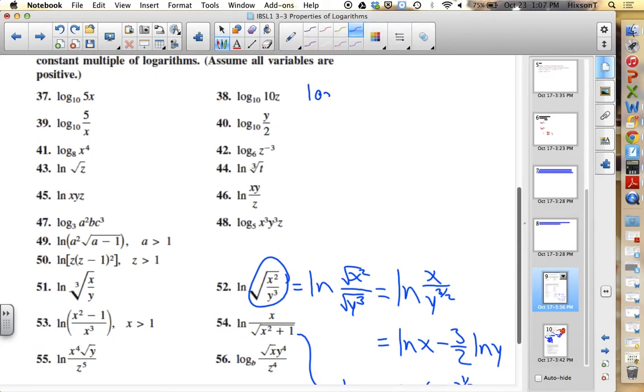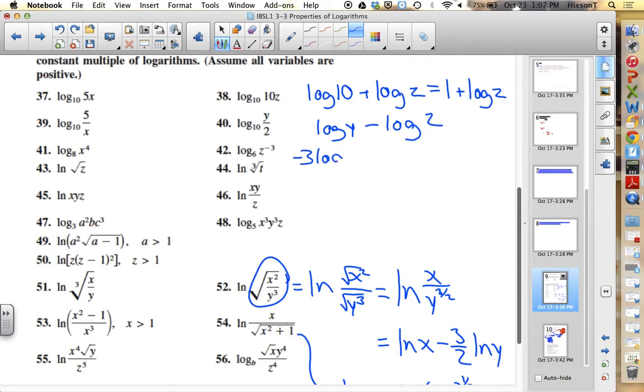Well, this one's log of 10 plus log of z. And if you want to simplify that, log base 10 of 10 is 1. So you could write it as 1 plus the log of z. Okay? Here you have the log of y minus the log of 2. Here you have the log. You have negative 3 log base 6 of z. For 44, you have 1/3 natural log of t.